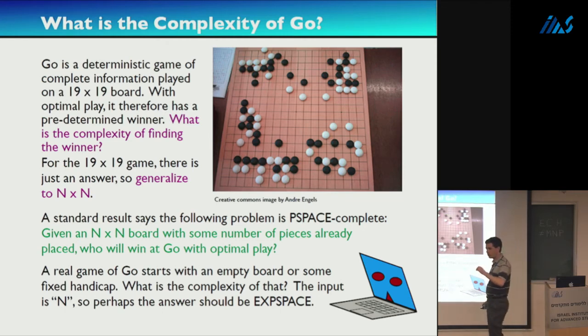But the problem that they prove is PSPACE-complete is, well, we're given a Go board with a bunch of pieces already on it, and given this position, who can win, black or white? But that's not the real Go problem. The real problem for Go is we start with an empty board, or maybe a board with some standard handicap, and given that, who will win, black or white? That's really the more interesting problem, because the configurations that appear in this PSPACE-completeness proof might be totally artificial ones that would never appear in a real game.